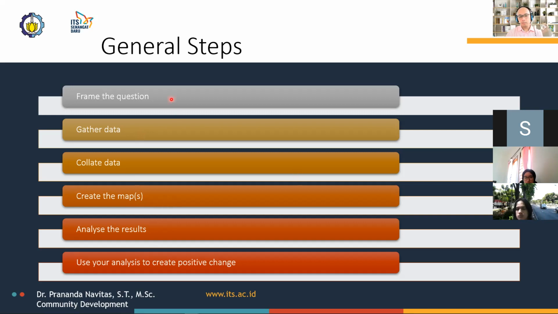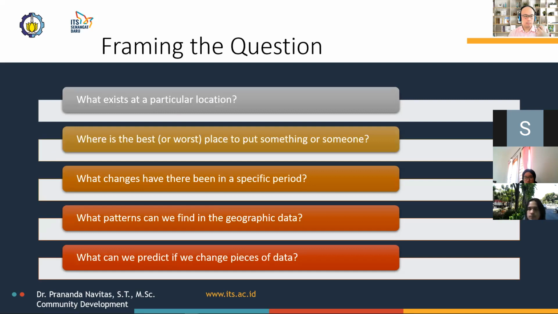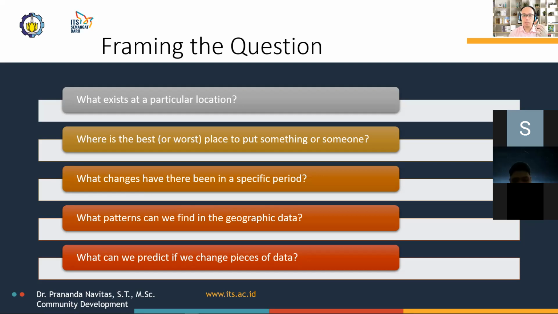So let's move on and have a look at the first stage, which is framing the question. Now, community mapping is tied with geography. Therefore, the questions you might want to pose would have something to do with place. What are, were, or will be the conditions, or what's happening, what has happened, or is going to happen in a specific place, and what does that mean, and so on.